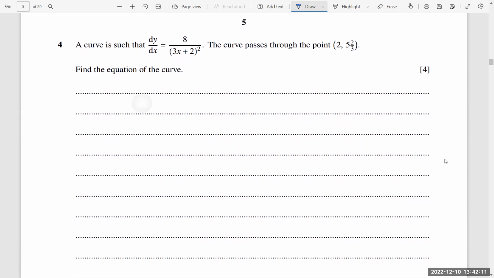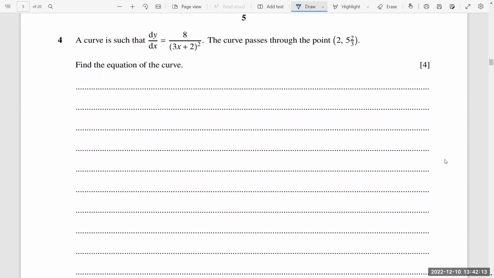Next question: the curve is such that dy by dx equals 8 over (3x plus 2) all squared. The curve passes through the point 2 and 5 and 2/3. Find the equation of the curve. I have the derivative. I just rewrite it in this form, 8 times (3x plus 2) to the power of negative 2. I just bring this bracket up here.